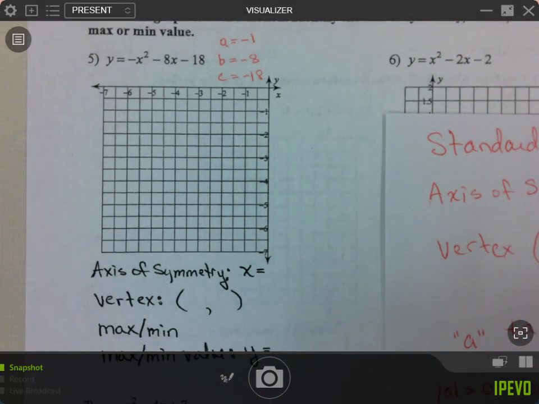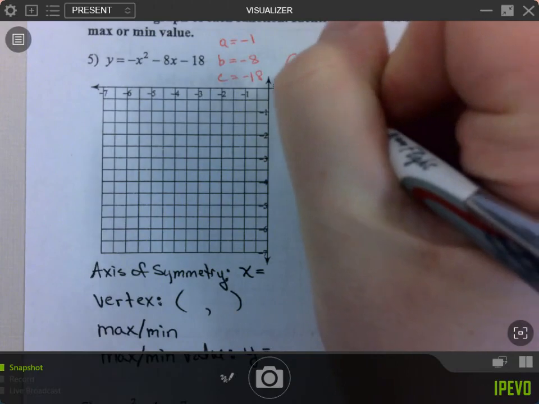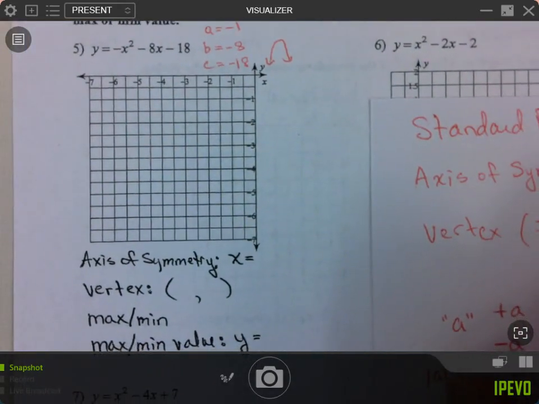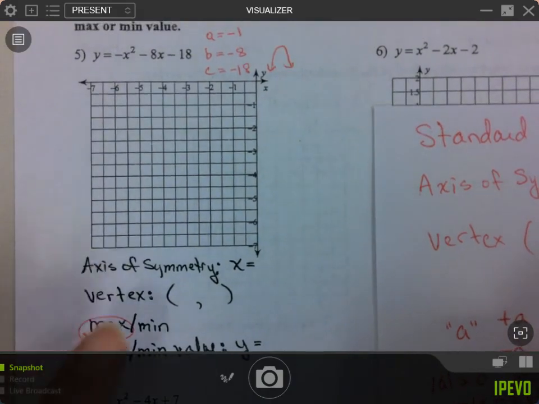Just looking at this, does my graph open upward or downward? Which way? Downward, because I have a negative. So if my graph is going to open downward, that's a nice reminder. Would that have a max or a min? It's going to have a maximum. Now, I don't know anything else, but I'm going to have to find it. How do I find that axis of symmetry to help me with the vertex?